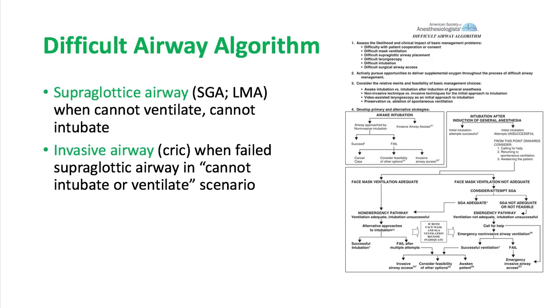Difficult airway algorithm. You've followed this multiple times, I suspect, and you know that if you cannot intubate and cannot ventilate someone, the supraglottic airways, such as an LMA, can bail you out of this situation. However, if you place an LMA in an attempt to convert a cannot intubate, cannot ventilate scenario to a can ventilate scenario, and the LMA fails for some reason, and the patient's desaturating and you're unable to ventilate, the LMA has failed, an invasive airway is the next step in a cannot intubate, cannot ventilate scenario.